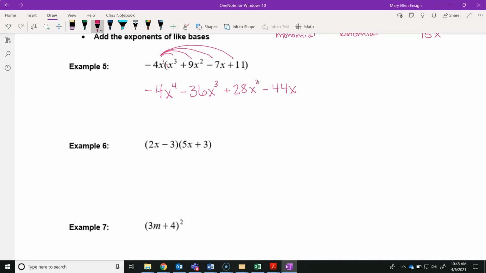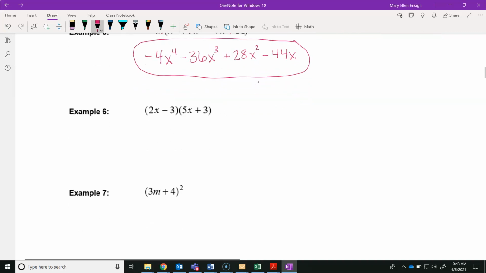All right, I've done all of the problem now. I've taken negative 4x, I've multiplied it by every single term in those parentheses, right? The things in the parentheses don't get multiplied by each other because they're being added or subtracted. In each case, I multiplied the coefficients, the numbers in front of the variable, and I added the exponents for the variables. Notice here it was negative 4x times 11. There's nothing to add to it. So 1 plus nothing is just 1. So I keep that x there. Okay? All right, let's look at the next one.